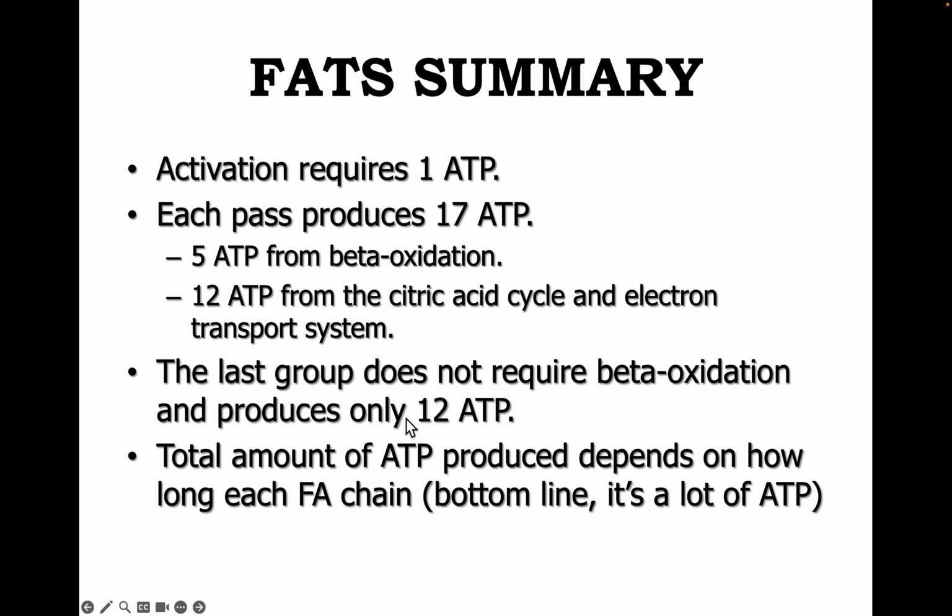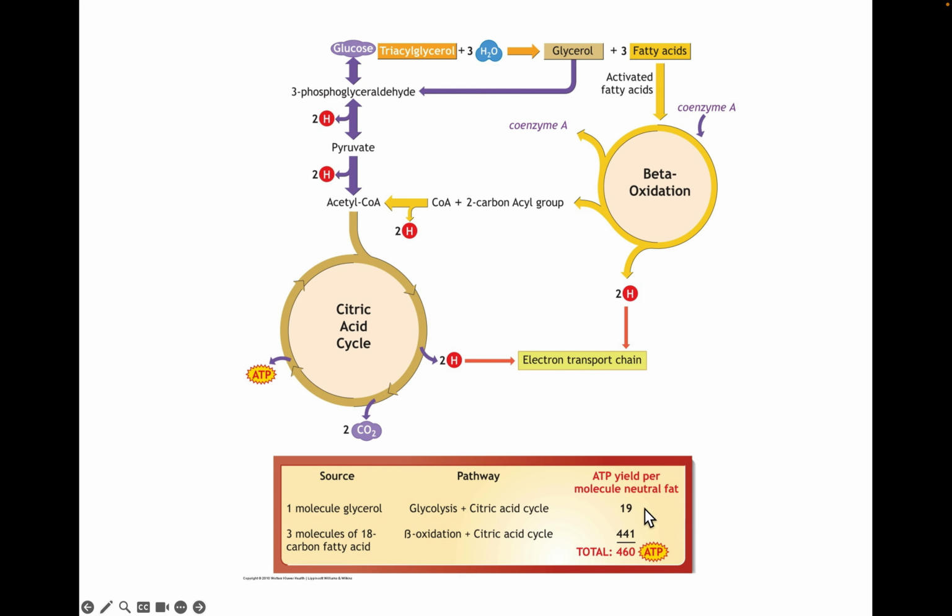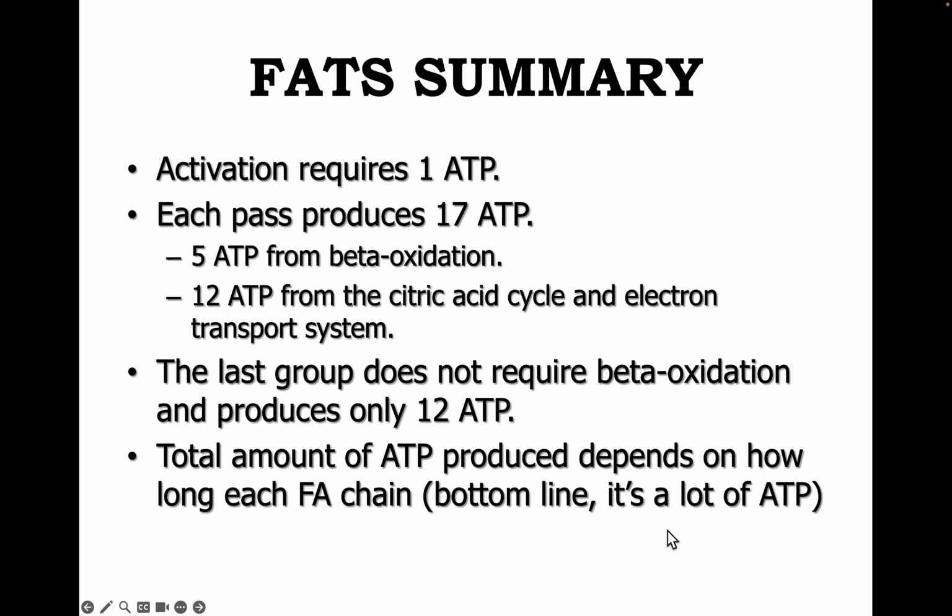Now, the total amount of ATP that is produced depends on how long each fatty acid chain is. But the bottom line, as we showed in this previous slide, is that the exact number is not important. Just know that a lot more ATP is created from the breakdown of fats compared to the breakdown of carbohydrates.